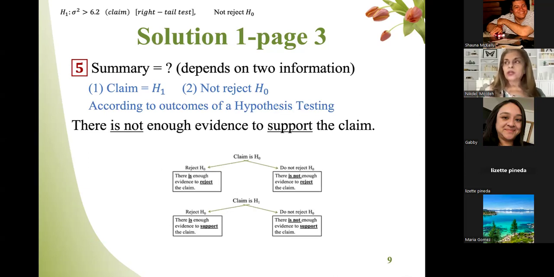Now here you see that the claim is H1. In the previous section, majority of my claims were H0. Question. And in step 4, you always, no matter what the claim is, always you are rejecting or not rejecting null hypothesis, no matter what the claim is.